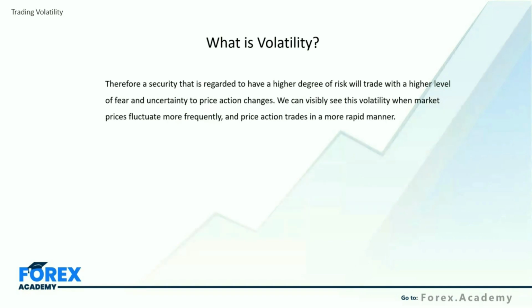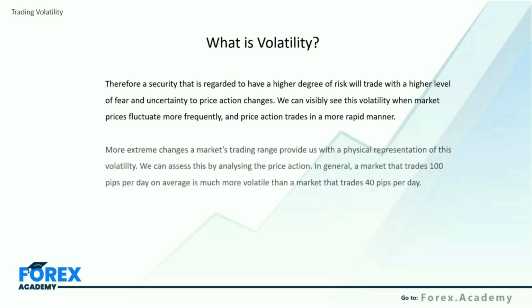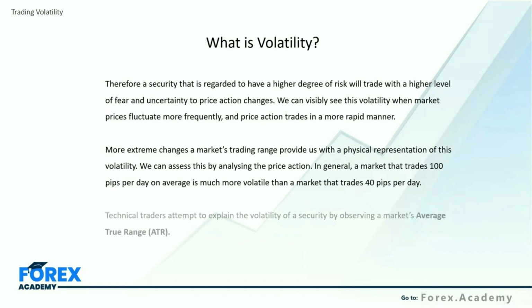We can actually visibly see this volatility when market prices fluctuate more frequently and price action trades in a more rapid manner. And this is particularly evident when looking at price action as it trades in the short term. More extreme changes in a market's trading range provide us with a physical representation of this volatility. We can assess this by analyzing the price action, and in general, a market that trades 100 pips a day on average is said to be much more volatile than a market that perhaps trades a lower ATR or trading range of 40 pips a day.